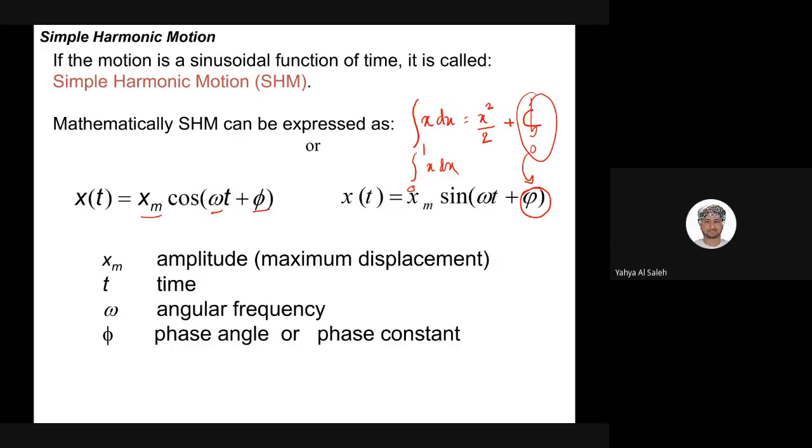Okay, write this down on a piece of paper. x of t equals sine omega t plus phi.